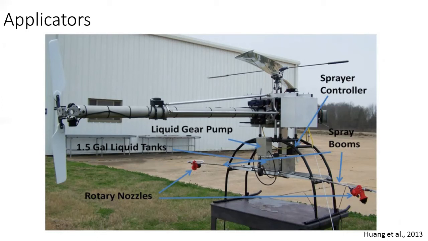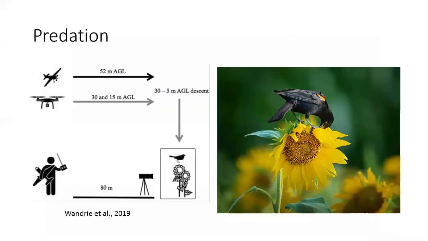Other people are looking at using a multitude of smaller drones that are flown across the field in tandem, applying some of these pesticides to the areas. So some different things going on there.